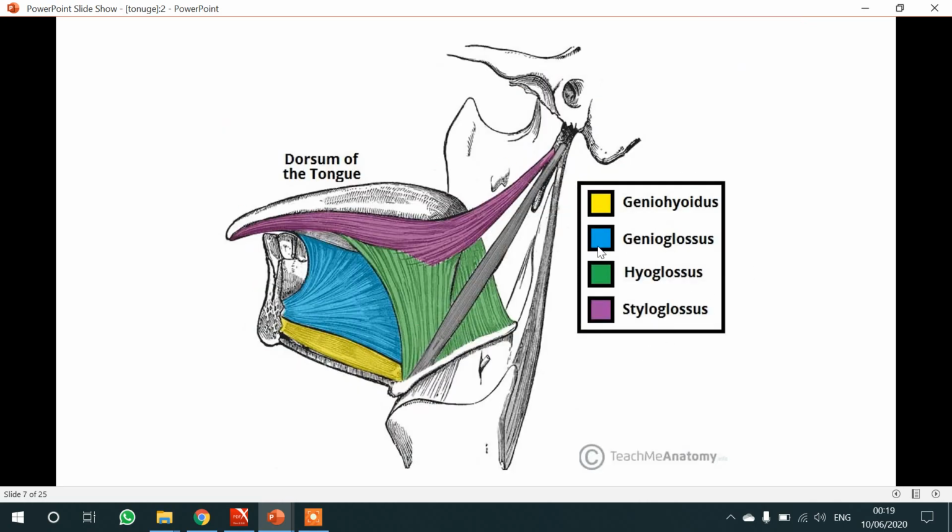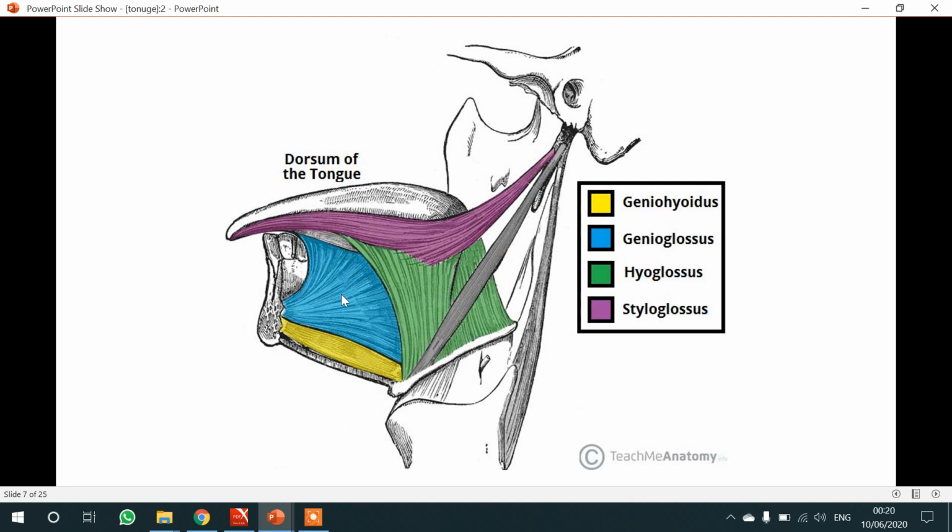Genioglossus means that this muscle originates from the superior genial tubercle, which I just showed you. It arises from the superior genial tubercles, or mental spine, and expands like a fan, a Chinese fan. This genioglossus muscle inserts into the tongue, into the dorsum of the tongue, from anterior to posterior.